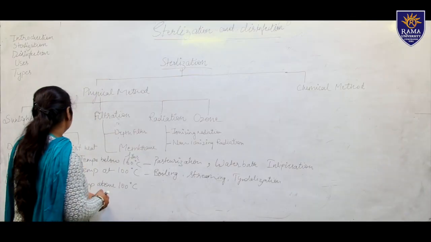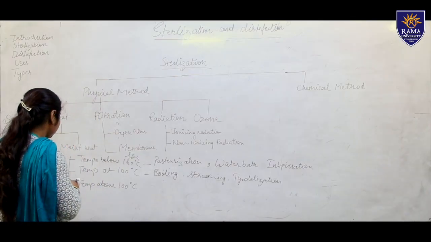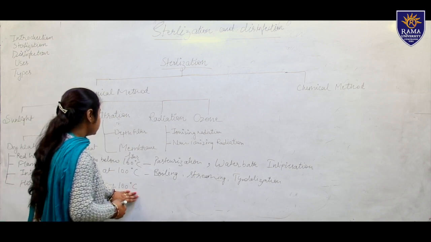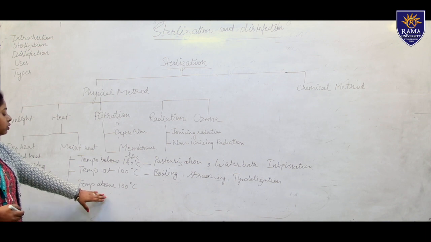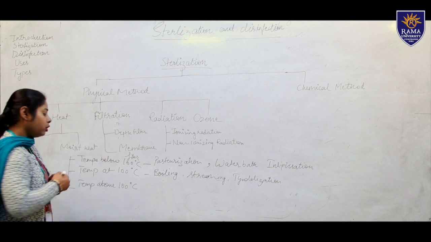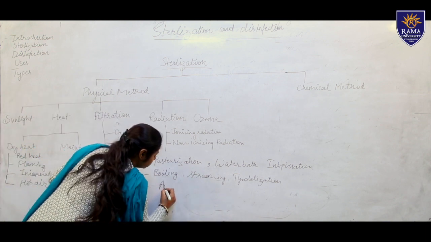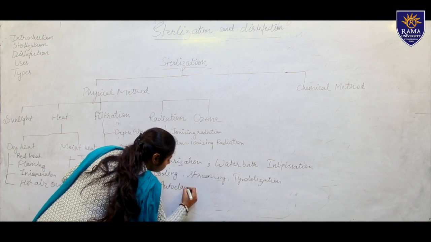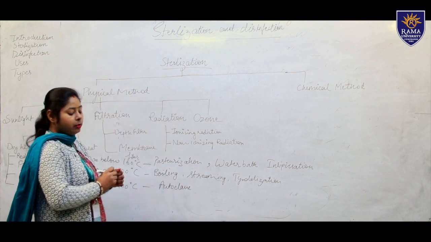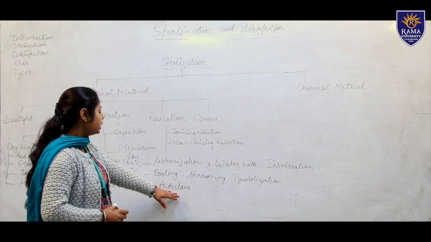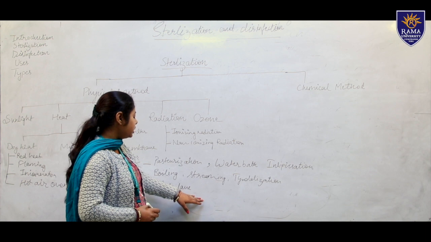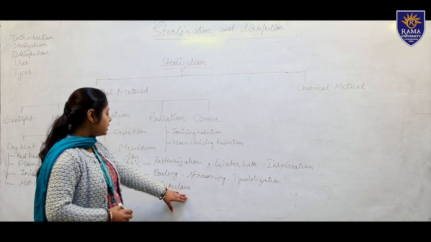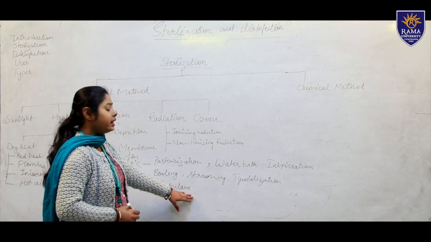Now comes the third one: temperature above 100 degrees Celsius. At temperatures above 100 degrees Celsius, we use an autoclave. An autoclave is a type of instrument which we use in the laboratory, with the temperature and timing of 121 degrees Celsius for 30 minutes.